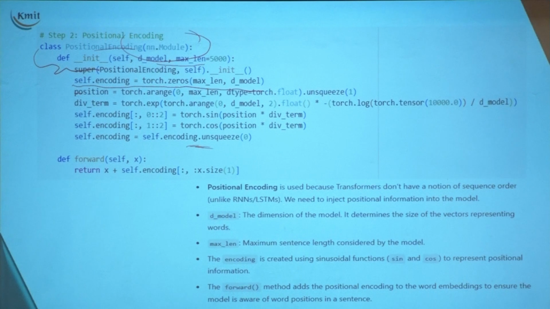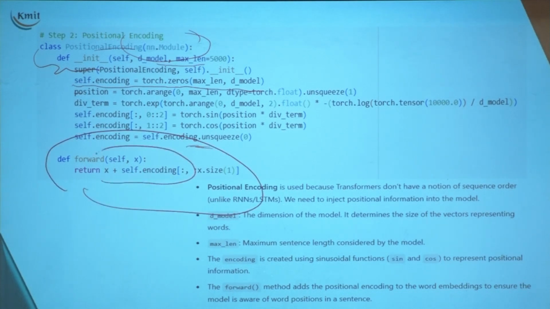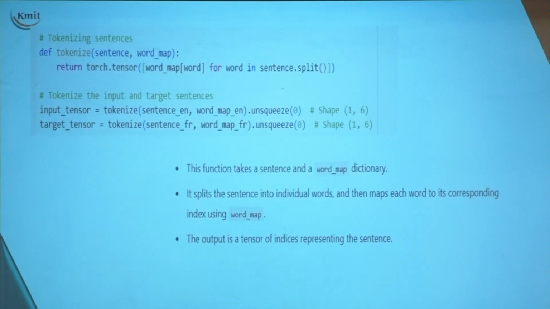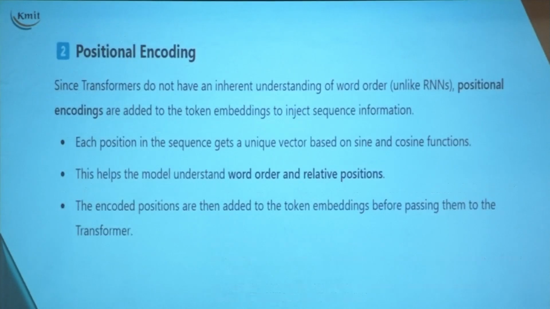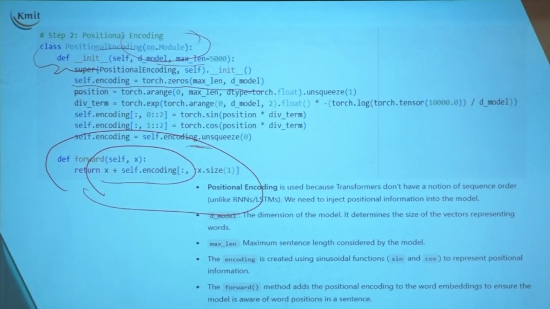Can you see a function called def forward? Yes or no? What is this self.encoding? I am adding my word embedding with what? The position encodings. X is the word embedding, and self.encoding is the position encoding. In the previous case, I generated the word embeddings. Here I am generating my positional encoding and adding them. Are you all clear? Yes or no?